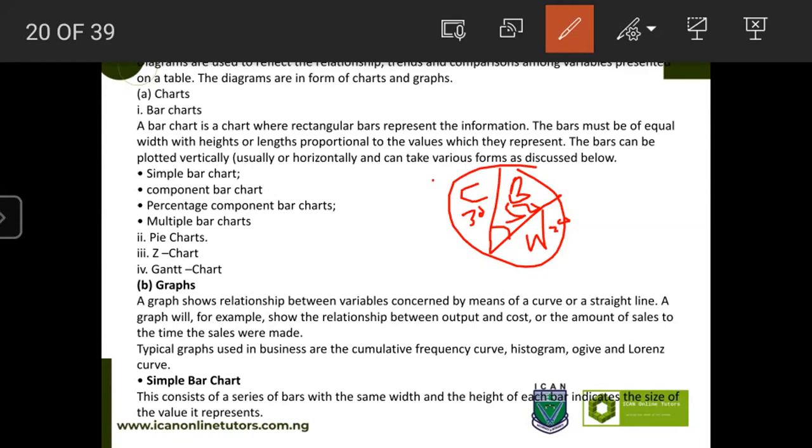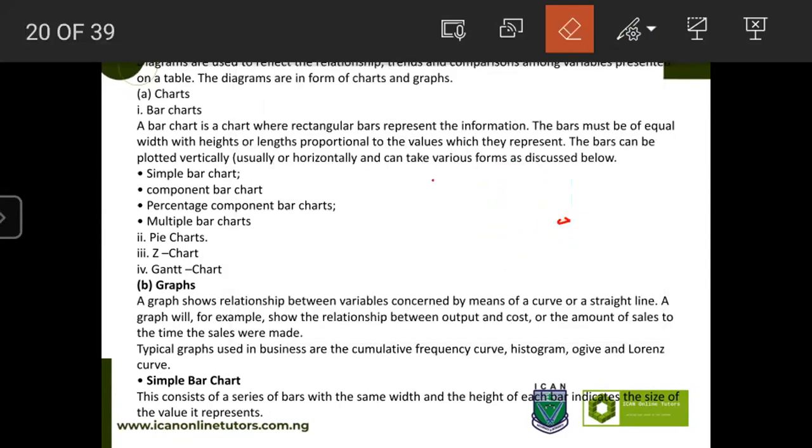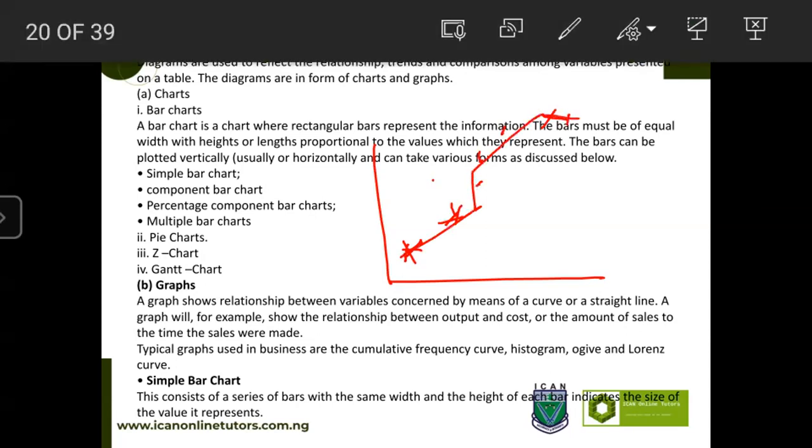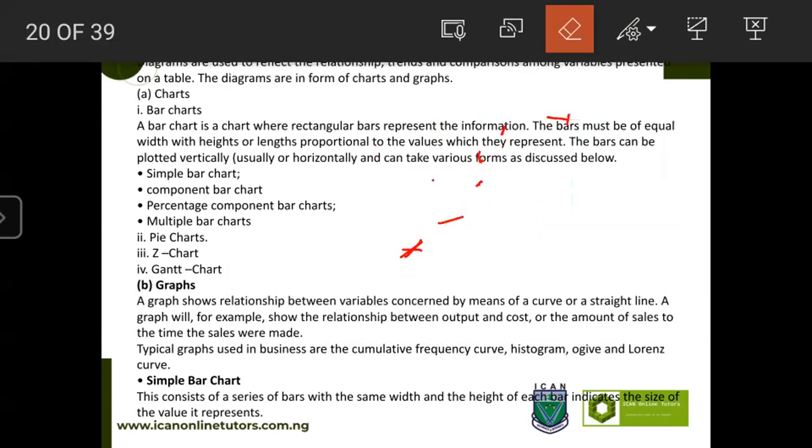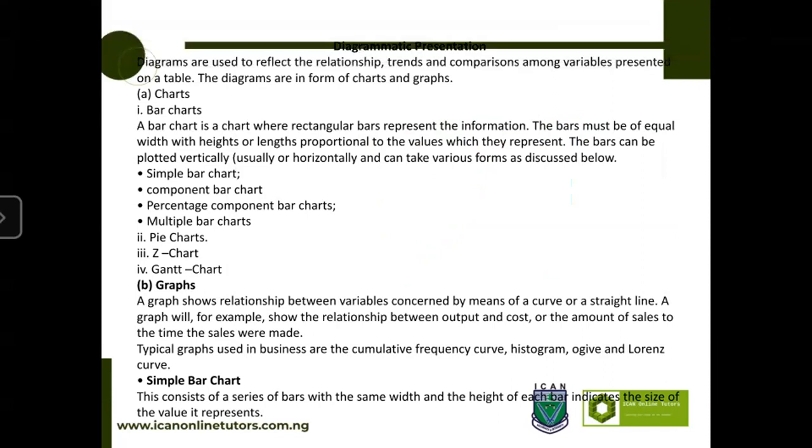We now have Z chart. Z chart is, don't worry, I have everything for you here in your study notes. Z chart is like this. This is Z chart. Likewise, we have Gantt chart. But majorly for the purpose of your exam, just focus on pie chart and bar chart. Over the time, that's what ICAN usually specialized on.